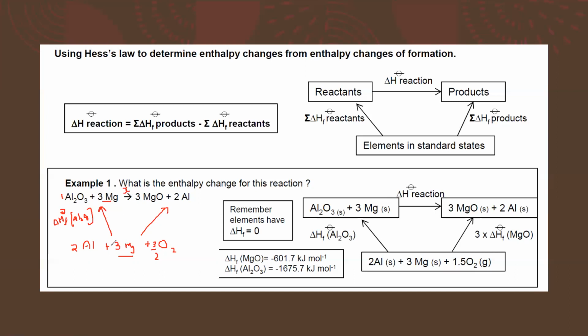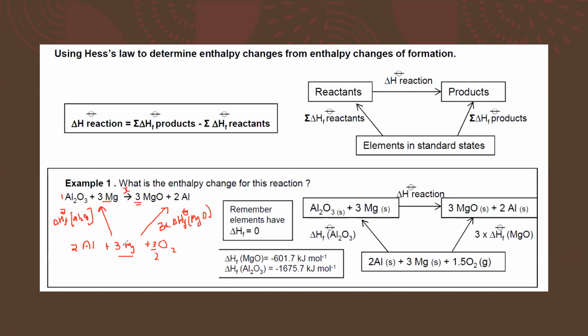Then aluminium, magnesium and oxygen react to form magnesium oxide and aluminium. So aluminium is not formed, it is the same before and after. So here magnesium oxide is formed. This is the standard enthalpy change of formation of magnesium oxide. But how many moles of magnesium oxide are formed? 3 moles. So this is multiplied by 3, because for 1 mole that is delta HF of magnesium oxide, but for 3 moles it will be 3 times.